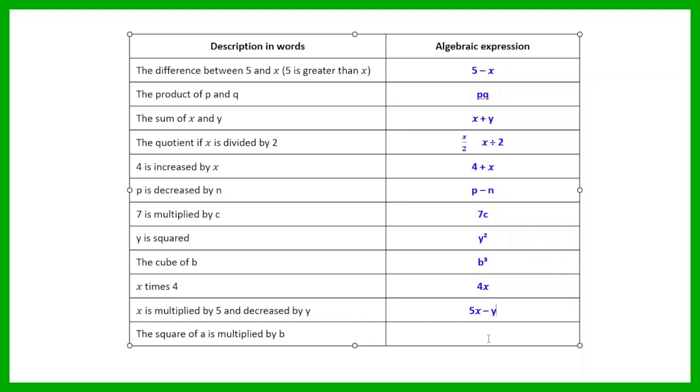Okay, then the last one, the square of a is multiplied by b. So we've got a squared is multiplied by b. Again, I don't need to write the times sign, so it's just going to be a squared b, like that. So that's what you should have got for those values in that table. Okay, now let's go and look at terms.